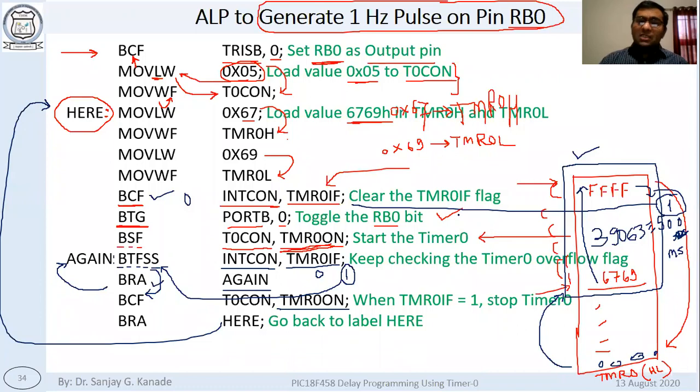So let's say at the beginning the bit was 0. When we toggled here it was 1. And now the next time when it comes, it has become 0 again. Again the same amount of delay will be inserted in between, and again we will go back here and this loop will continue infinitely, right? So this is how we can generate a 1 Hertz pulse on pin RB0.